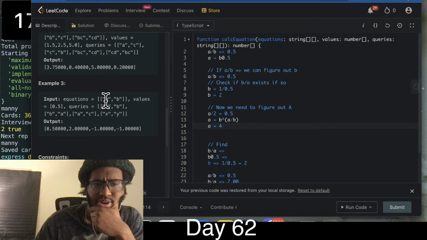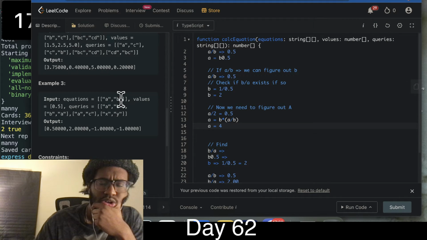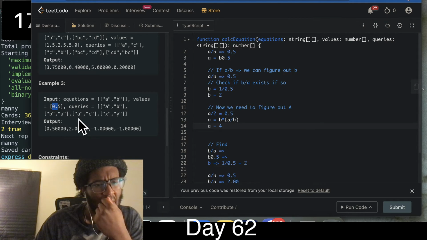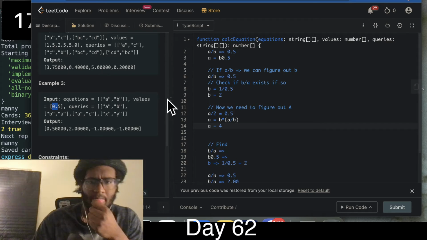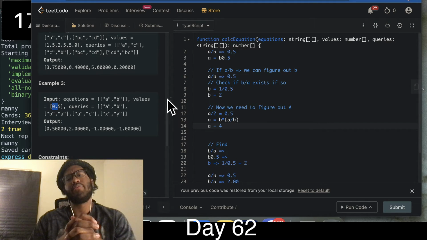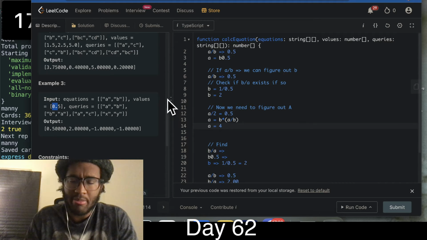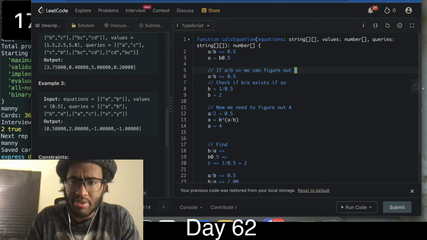And we do 4 divided by 2, then we get 2, which is off. If a divided by b, then we can figure, I think we messed this up. A divided by b, we can figure out a.